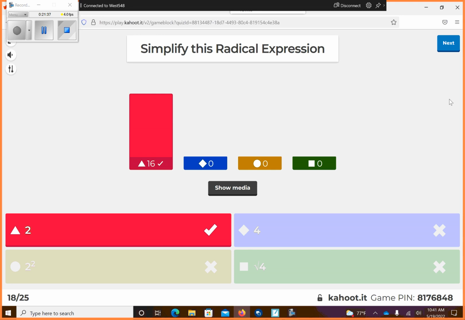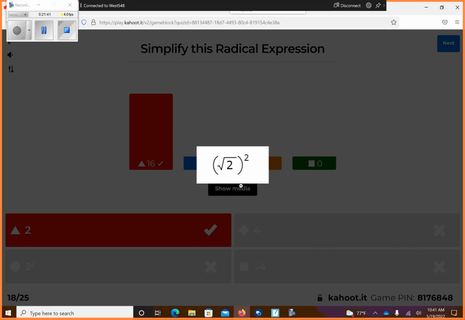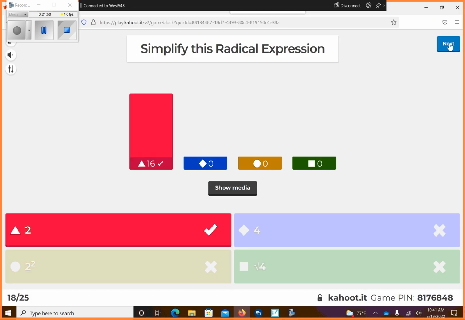Yay! Y'all got it right. Good job. So just showing it. The square and the square root cancel each other out, so the answer is 2. Or you could have gone 2 squared, you get 4. Square root of 4 is 2. So both would have gotten you there.